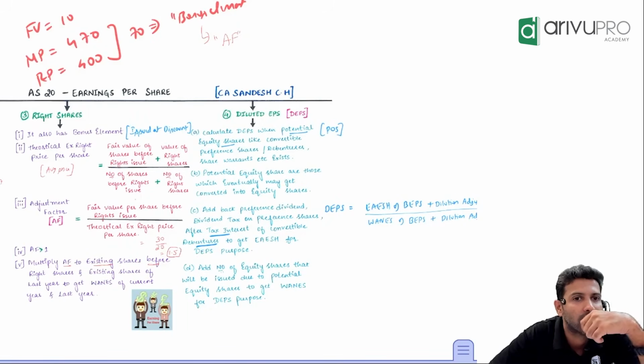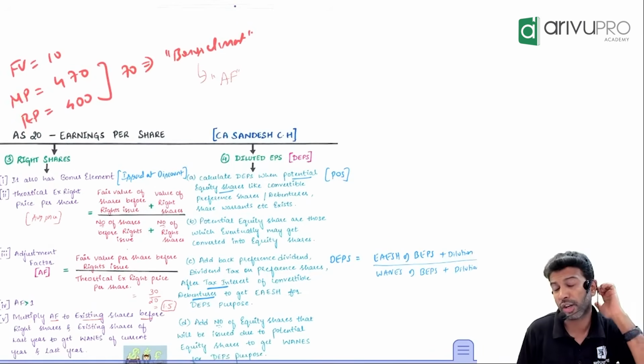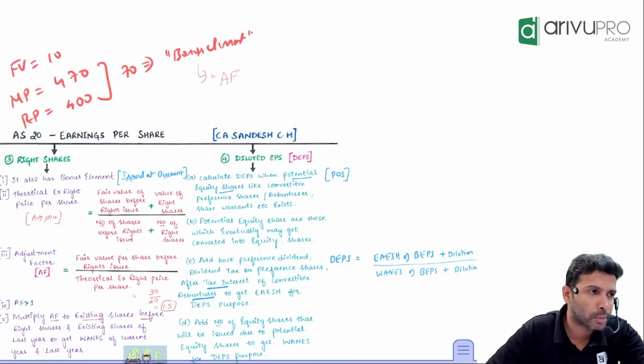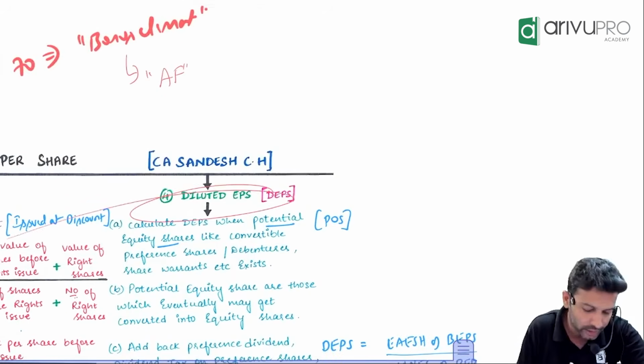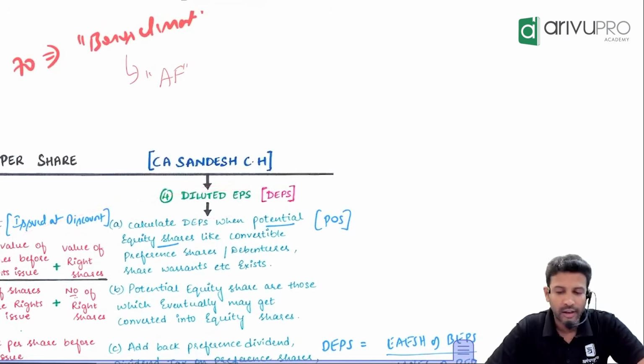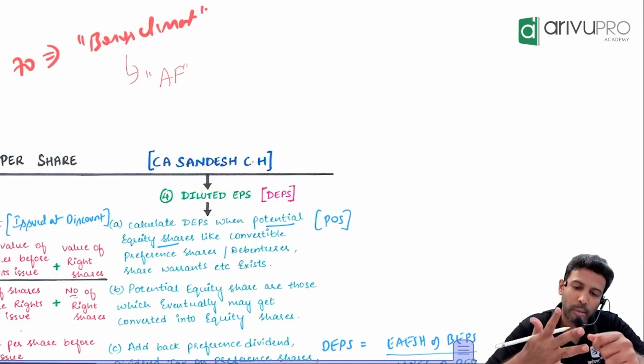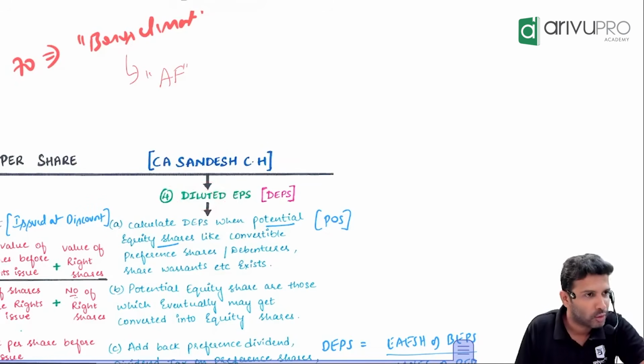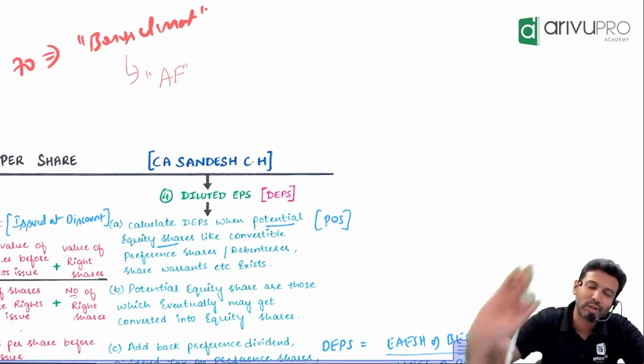Yes, sir. Okay. Next, I told we report 2 types of EPS. BEPS, DEPS. BEPS means basic EPS. DEPS means diluted EPS. Now you are hostel students, some of you. I don't have to talk about dilution for you. You know what you mean exactly by dilution, correct? Diluted EPS also same.